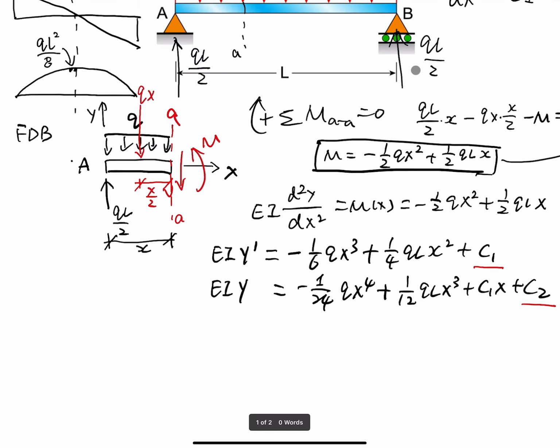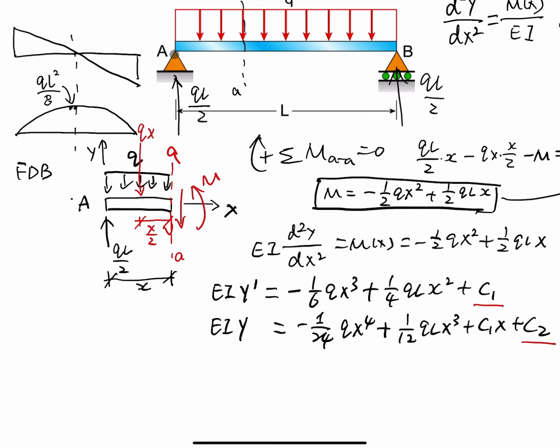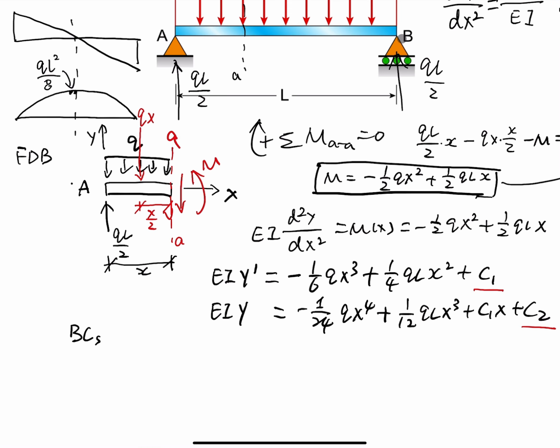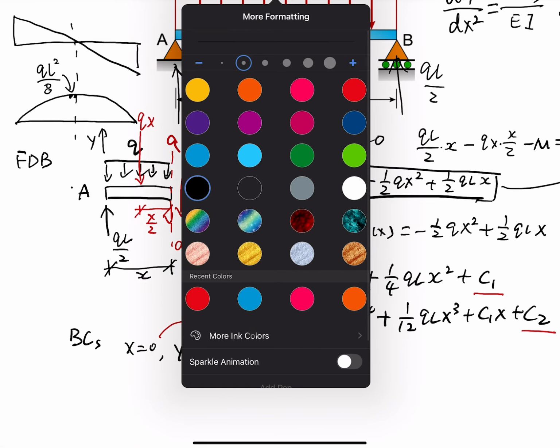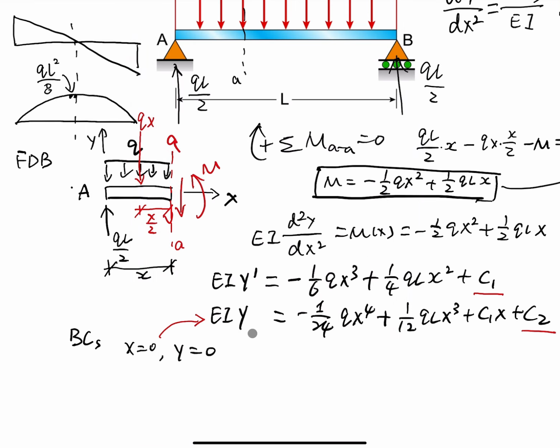So the boundary conditions we have: at support A, the deflection is 0, and at support B, deflection is 0. So we write down the two boundary conditions. At support A, x equal to 0, y equal to 0. So we plug in x equal to 0 into the deflection function, then we have c2 equal to 0 from this equation.